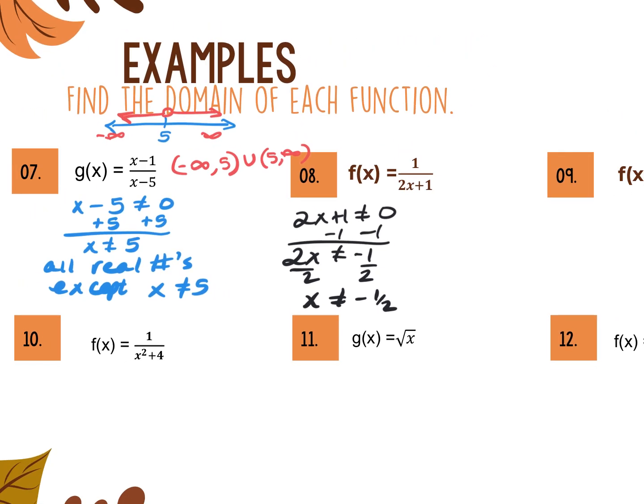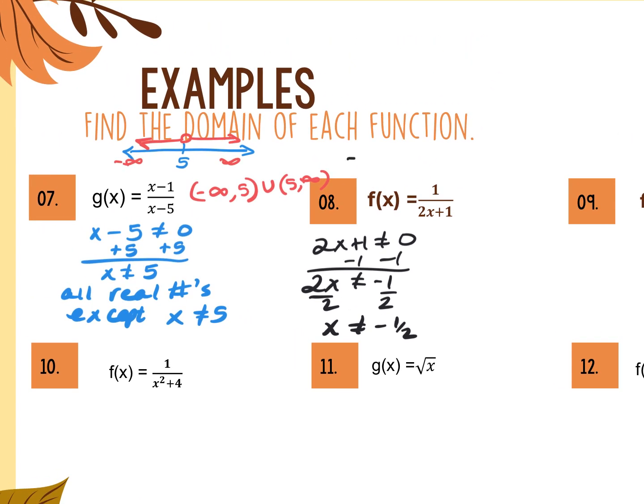So again, in interval notation, from negative infinity up to the negative half, with a parenthesis around everything, unioned with negative half to positive infinity. And again, if you need to see it on a number line, you can do that.